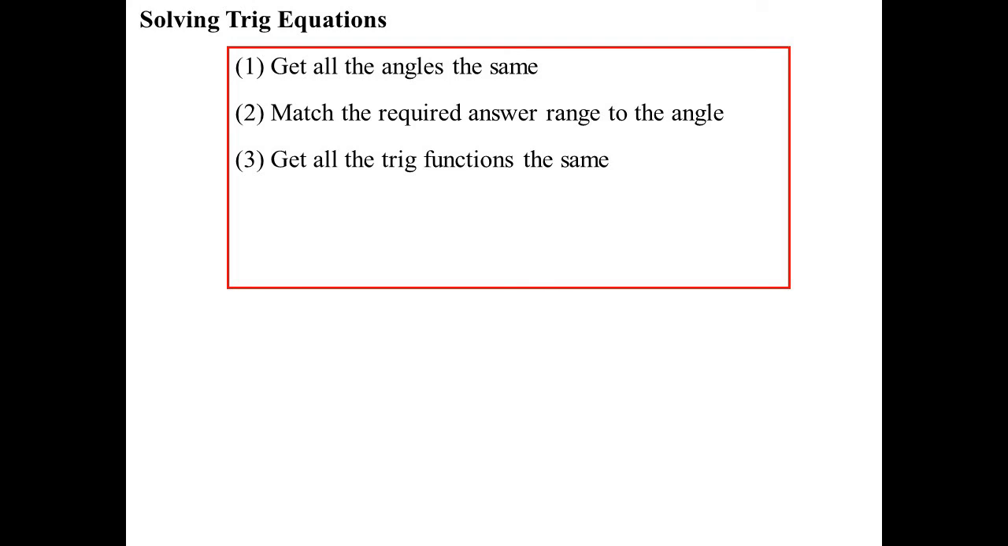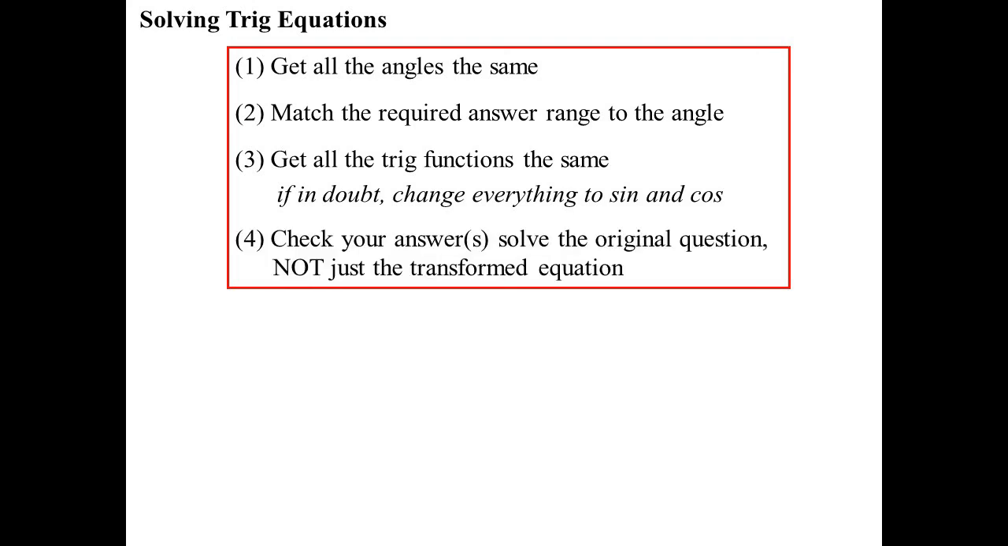And then try and get the trig functions the same. So all the same ratio, all sines or all coses, because then essentially it's just an equation and the pronumeral is that trig ratio. If ever in doubt, just go through and change everything to sines and coses and see what happens. Obviously, check your answers, as you always should be doing anyway, but when you change an equation in solving it, sometimes you'll create new answers that are answers to the new equation, but aren't necessarily answers to the original equation. So you do need to check.